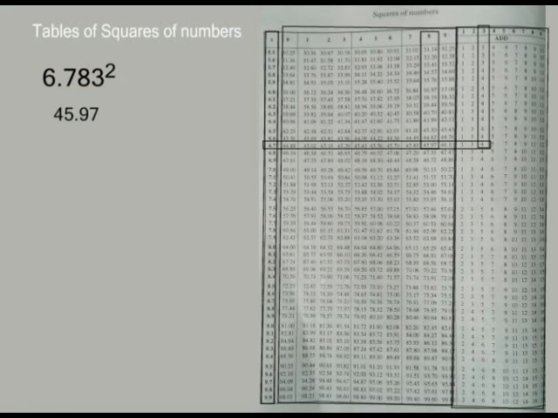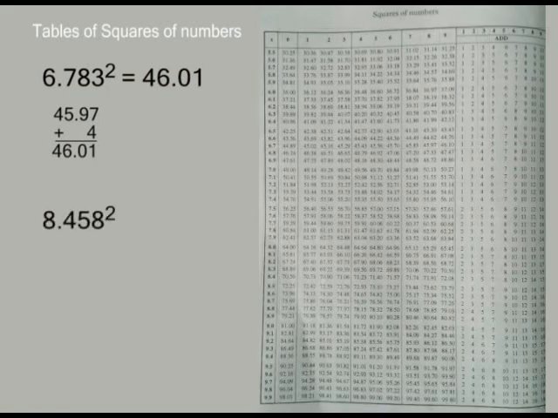So we shall have 45.97 plus 4, and that gives us 46.01. And so 6.783 squared is equal to 46.01. Notice that 4 is added as 0.04 and not as a whole number. Next example, 8.458 squared.